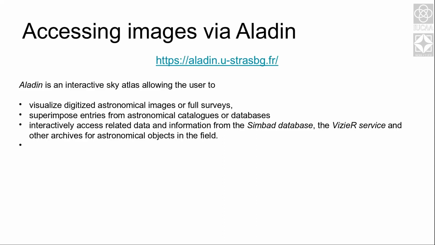You can superimpose entries from astronomical catalogs or databases and interactively access related data and information from other databases online. So you can go to an object in Aladdin, and you just hold the pointer over the object, and if you hold it for a few seconds, it automatically goes and queries some databases like the Simbad database, which is a database mostly focused on stars, but also now includes many other things, the Vizier catalogs, and other archives for astronomical objects in the field.